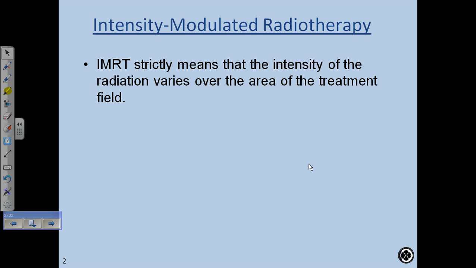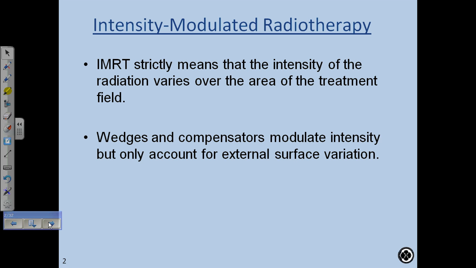So it means that the intensity of the radiation varies over the area of the treatment field. Where do we see that? Well, we saw that in wedges and compensators already, right? But that only accounts for the external surface. So wedges and compensators only account for the curvature of the patient. They don't account for what's going on inside.